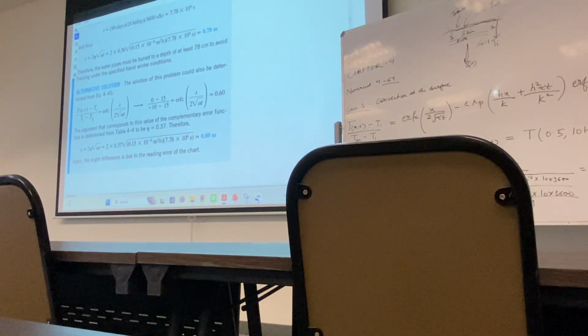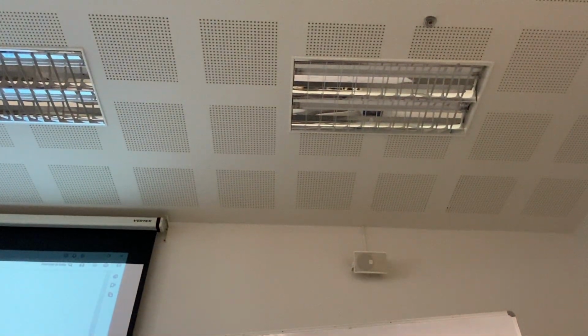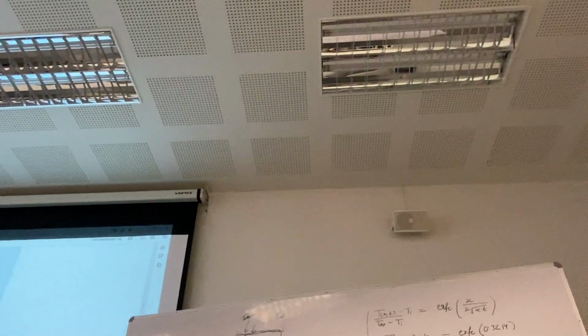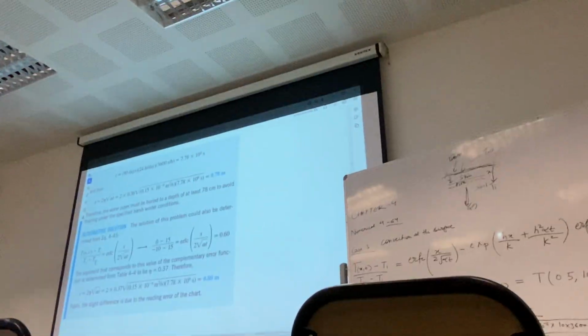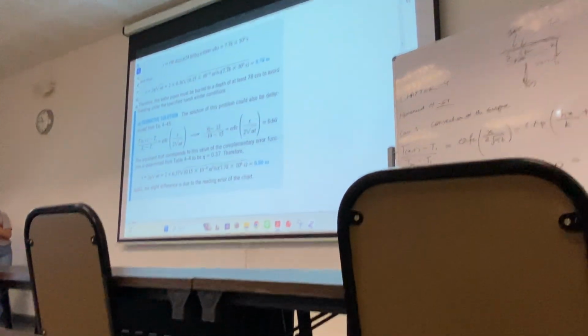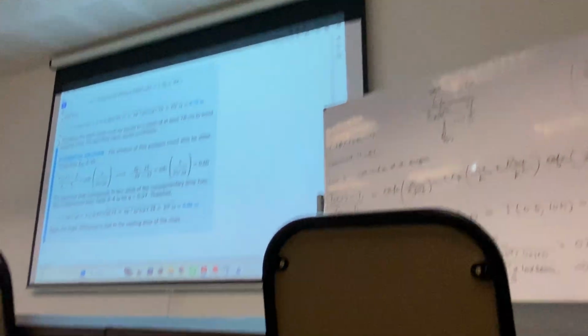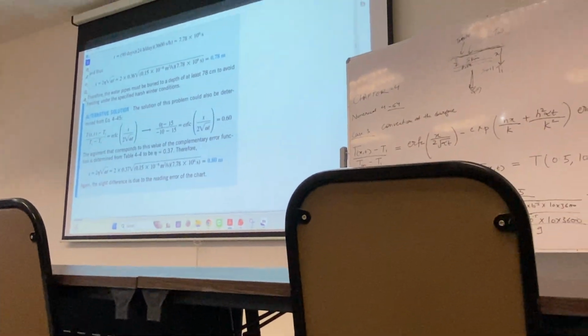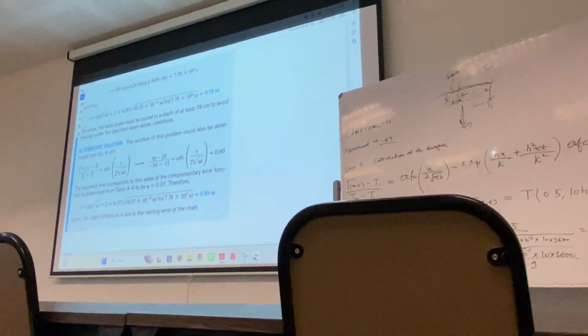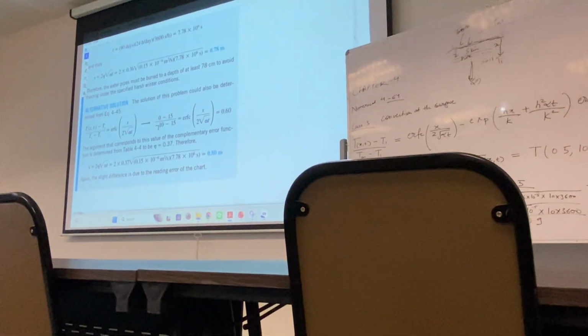They are asking the minimum depth which we should keep the water pipes to avoid the freezing. To avoid the freezing means the temperature at that depth should be 0. It should not be less than 0. Less than 0 is minus. Minus means it will start freezing. So we will keep 0. Okay? 0 minus 15, minus 10, minus 15. And this is the value.